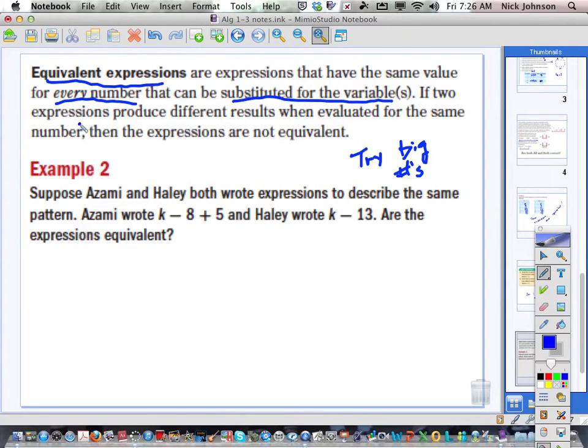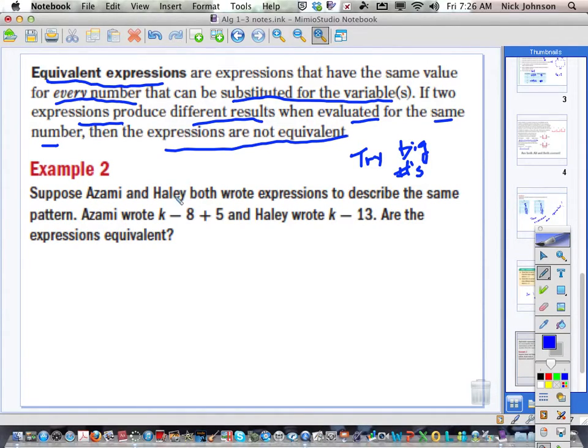If 2 expressions produce different results when evaluated for the same number, then the expressions are not equivalent. That's very important to know. If you get out 2 different things for the same number, they are not equivalent, as we just showed. So let's look at example 2.